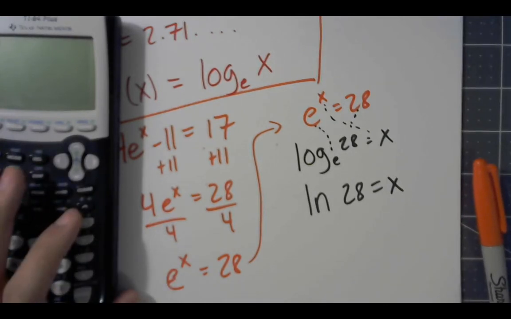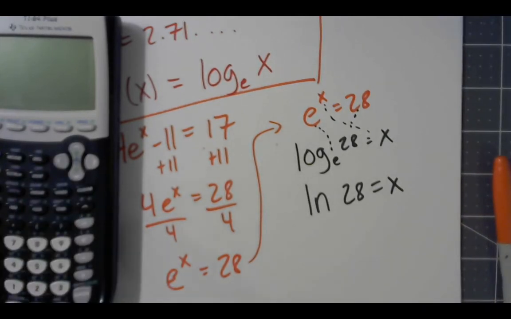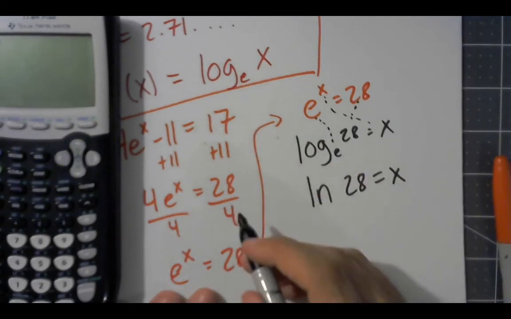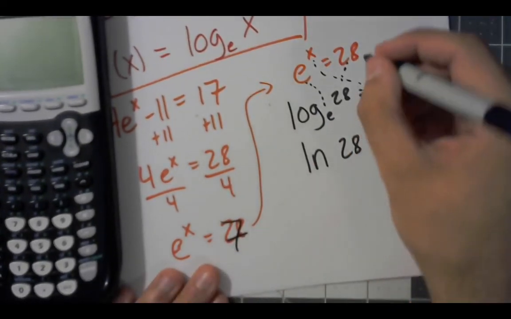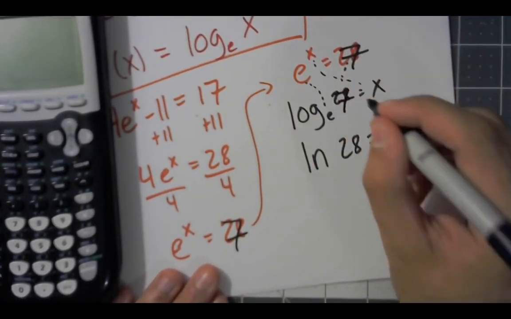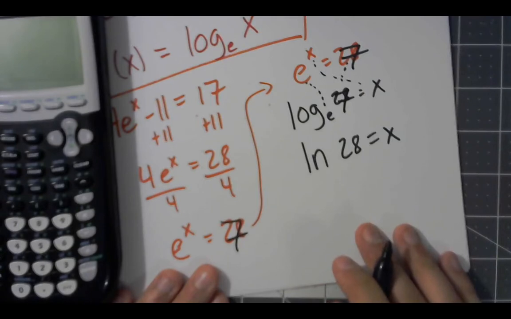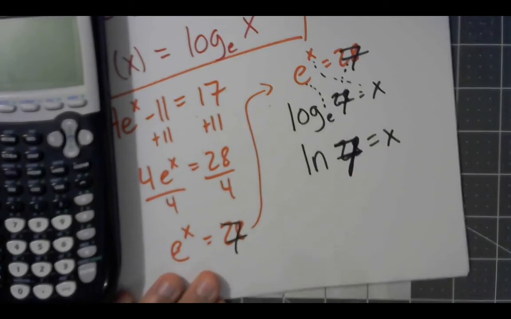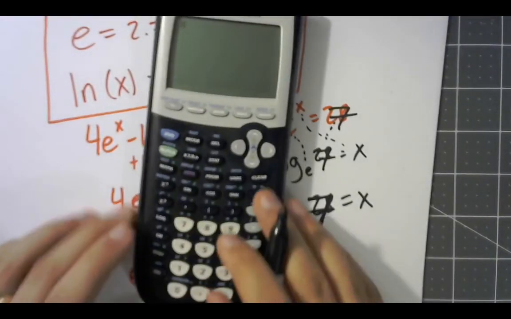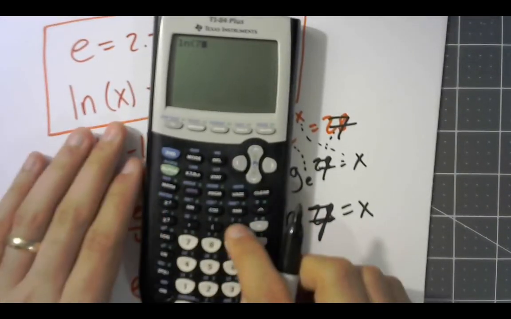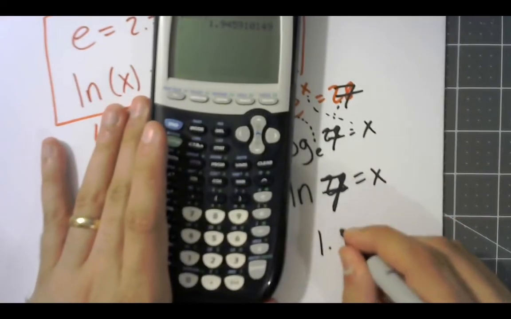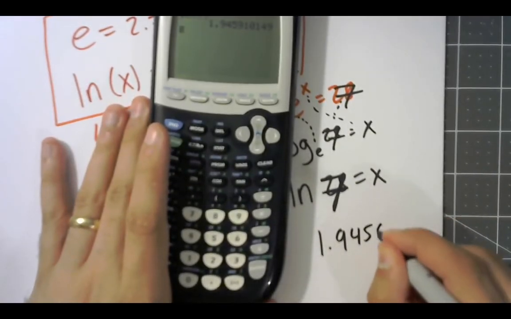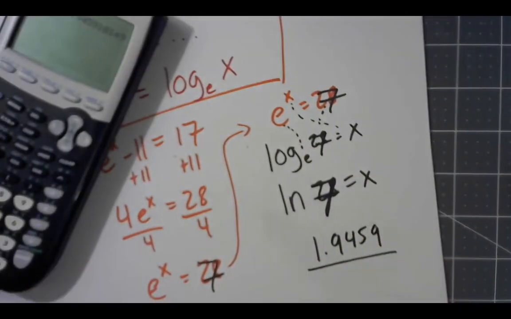Oh, yeah. Whoops, I forgot to divide it by 28. That's actually 7. That's actually 7, and that's actually 7. You probably can't read that. There you go. That's actually 7. So natural log of 7 is 1.9459. So just commit that number to memory, everybody.